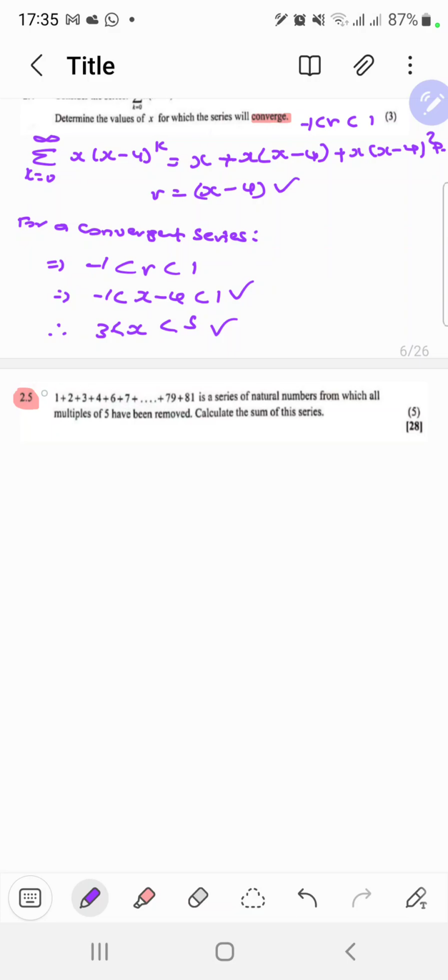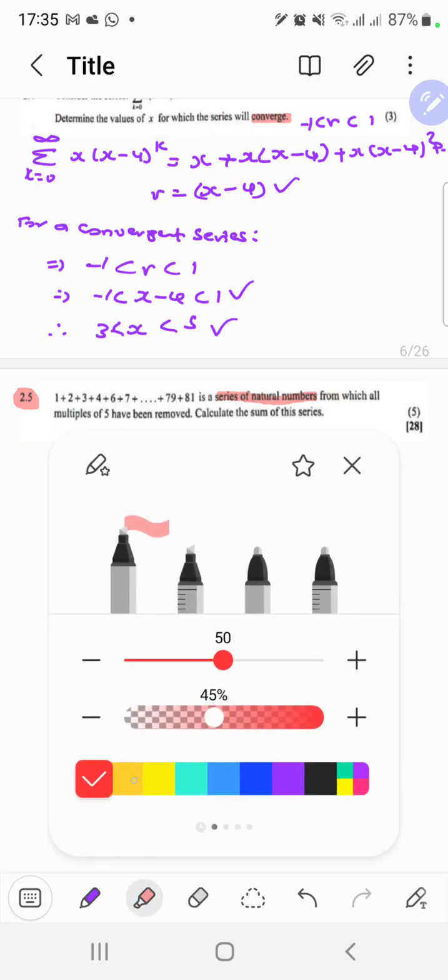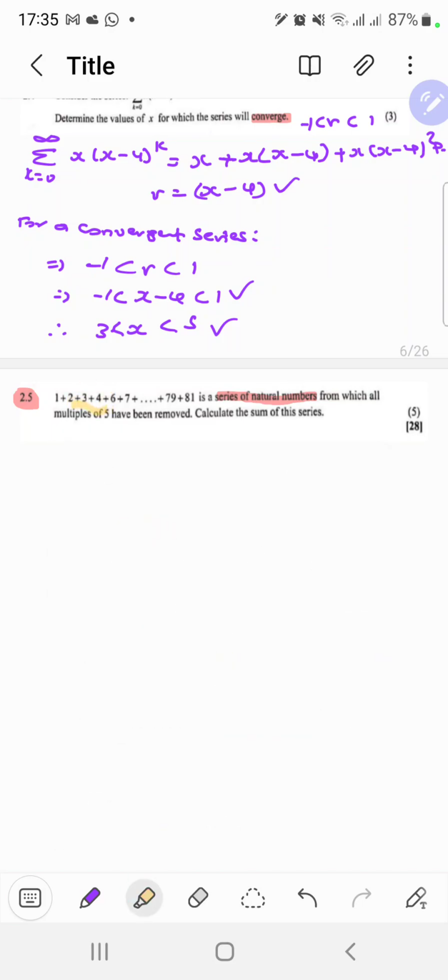Just a coincidence. Okay, so we're seeing 1 plus 2 plus 3 plus 4 plus 6. Okay, a jump, plus 7, 79 plus 81. We're being told that it's a series of natural numbers for which all multiples of 5 have been removed. Make sure you understand these things. Now it says calculate the sum of this series. Okay, so what happened here?